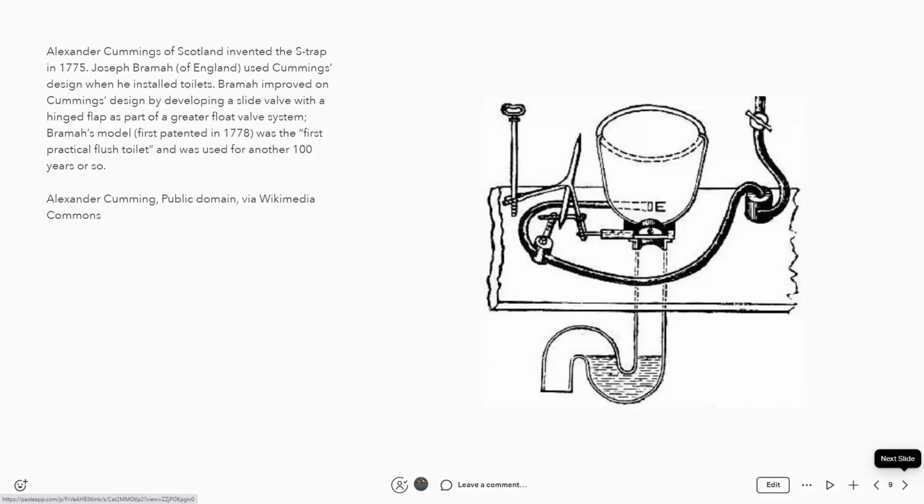And so Joseph Bramah of England used Cummings's design when he installed toilets, and he improved on that design as well by developing a slide valve with a hinge flap as a flotation system. So this model was first patented in 1778. So Pluto had entered Aquarius at that time, and it was the first practical flush. And so the theme of Pluto and Aquarius is really highlighted here.